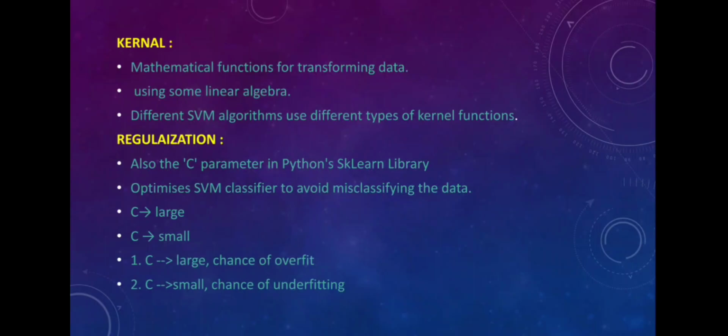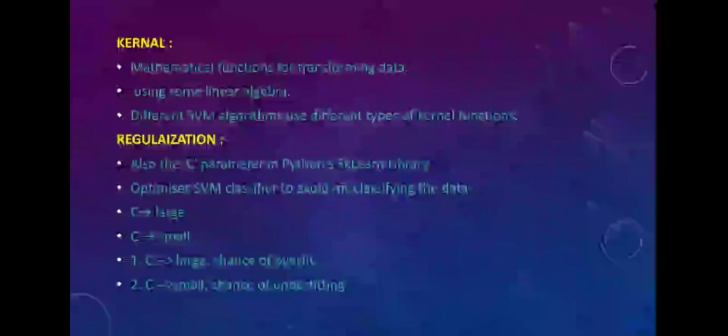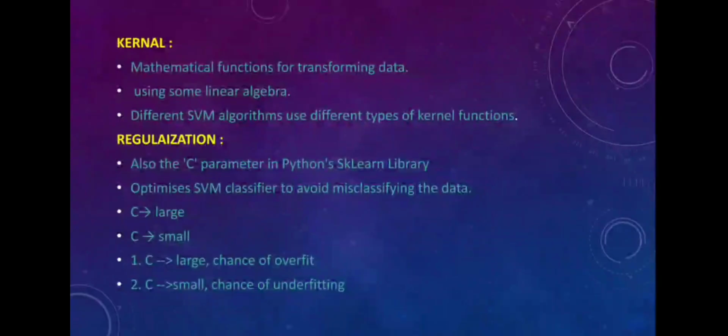Regularization, also known as the C parameter in Python's sklearn library. It optimizes the SVM classifier to avoid misclassifying the data. C tends to large, C tends to small. When C tends to large, there is a chance of overfitting. When C tends to small, there is a chance of underfitting.